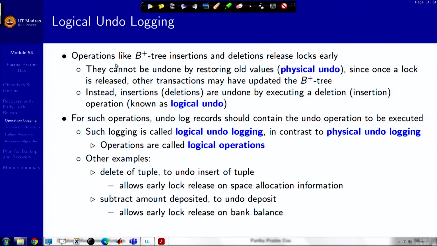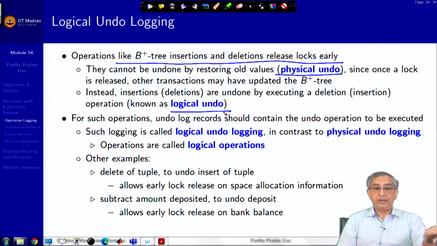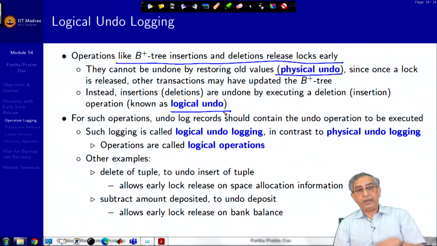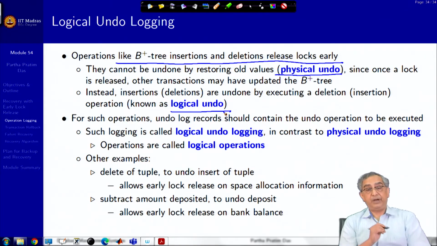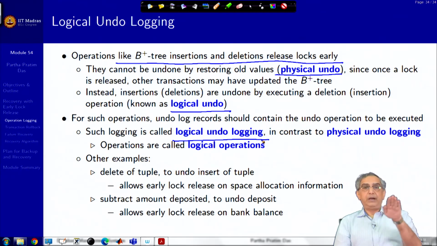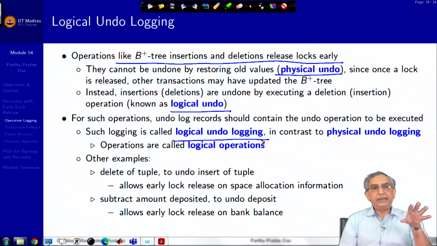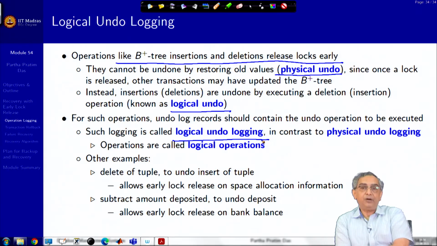So, what you do is operations like B plus insertion and deletion release locks early. So, they will not be restored by physical undo, instead they will be handled by logical undo. Insertion will be undone by deletion, deletion will be undone by insertion. And such logging, the logging for these kind of requirements, is called logical undo logging, in contrast to what we will now call the earlier one as physical undo logging. And these operations are called logical operations.